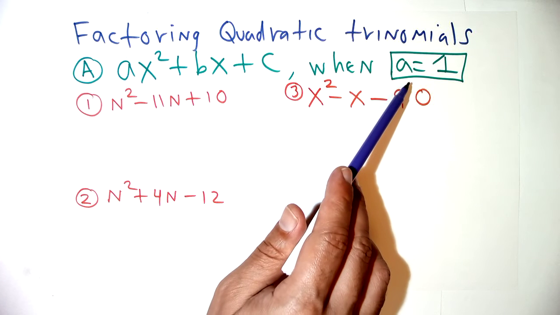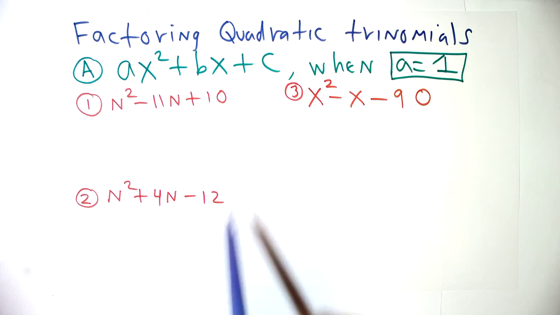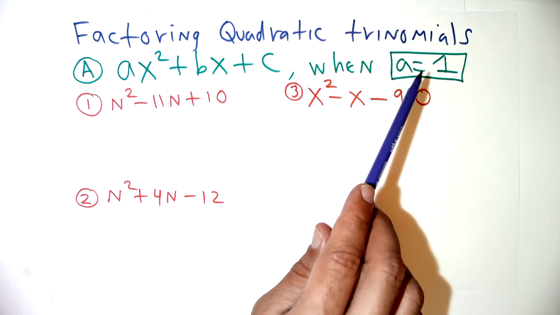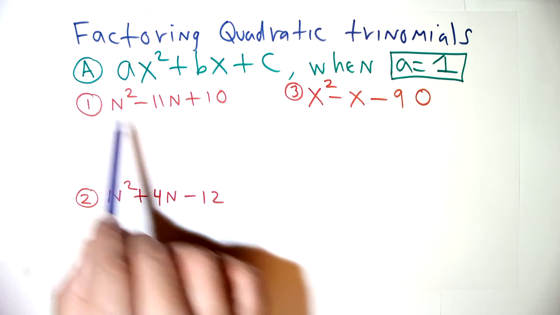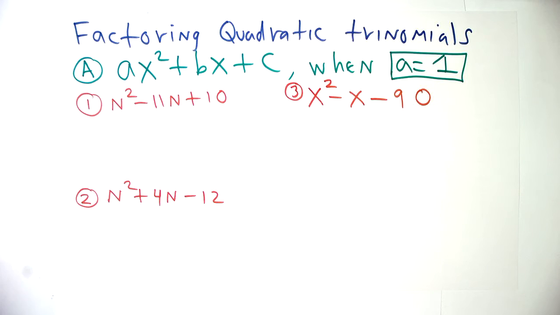If a is bigger than 1 or less than 1, this technique is not going to work the way that I'm explaining in this video. It only works when a equals 1, so keep that in mind. Only when the leading coefficient is 1, like here. It's 1 here, it's 1 here, and it's 1 here.